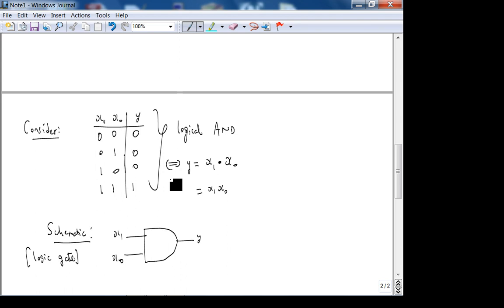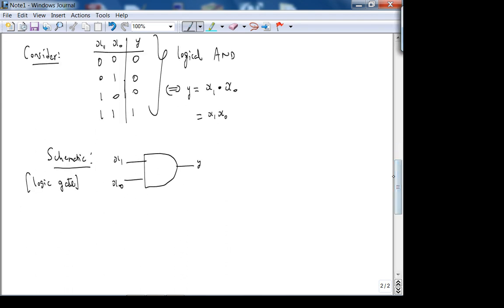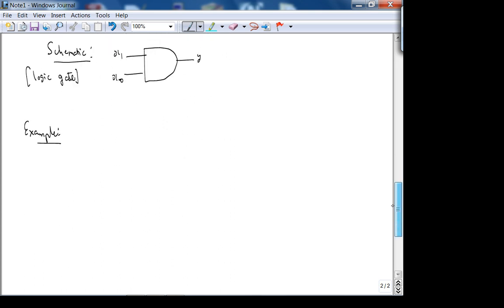It's just the way it is. So anyway, before we discuss why breadboarding is important, let's look at an example. Let's see what a 3-input AND function would look like, just out of curiosity.